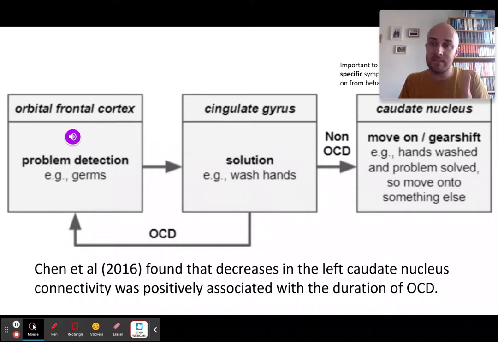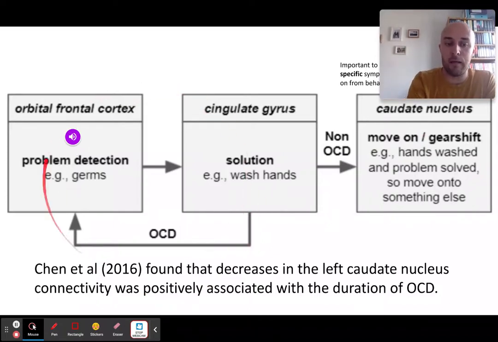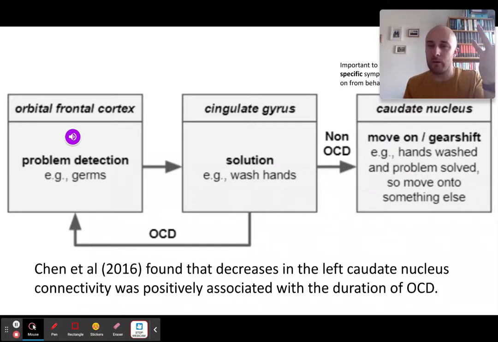In people with OCD, this is malfunctioning. Not broken, it's malfunctioning. It does work, but at a much less efficient level. So they are unable to move on from the job they are doing, hence the reason it goes round and round. Specifically, Chen found that it's decreases in the left caudate nucleus connectivity that are positively associated. So it's the left caudate nucleus. You've got caudate nucleus in your left hemisphere and your right hemisphere.